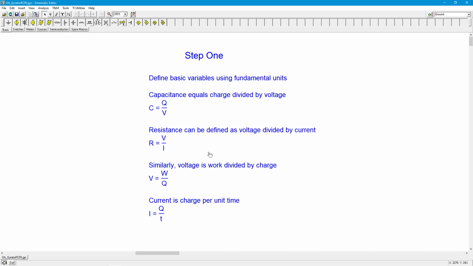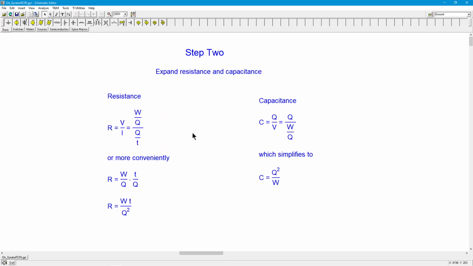Now we're going to take these things and take that approach of substituting. We're going to have to do multiple substitutions, but just watch what happens. So resistance, voltage over current: we substitute the voltage, W over Q, and we substitute the current, Q over T. But now I've got a doubly built up fraction, which looks kind of ugly. So instead of dividing by Q over T, it's easier to multiply by its reciprocal. So we multiply W over Q by the reciprocal T over Q. And what we wind up with for resistance is WT over Q squared.